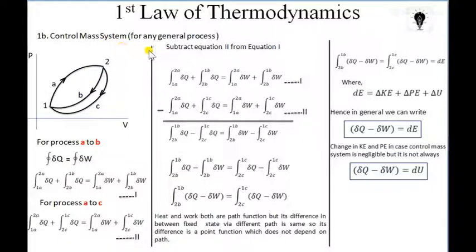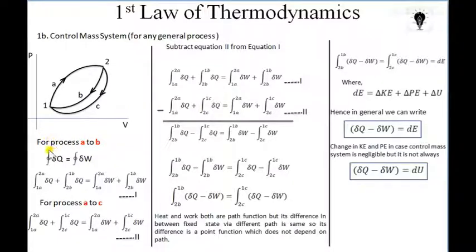So here we are going to derive the expression for the first law of thermodynamics for any general process. It may be a forward process or a backward process, any process. So consider the expression we derived in the previous lecture for a cyclic process, a control mass cyclic process.